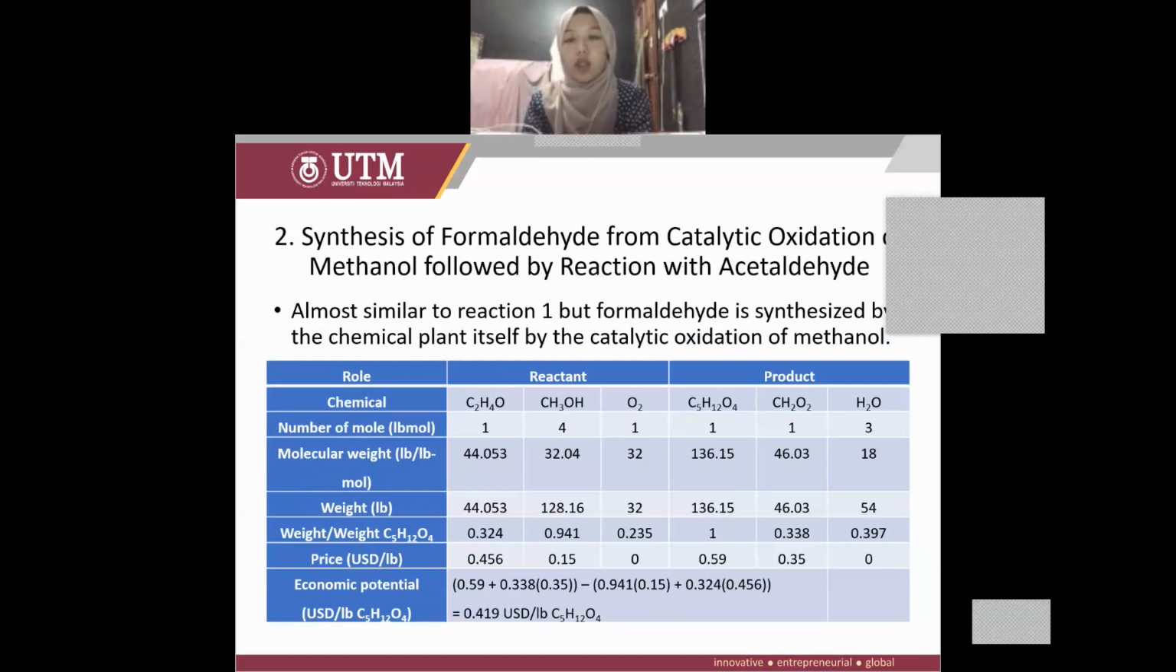So the second reaction is the synthesis of formaldehyde from catalytic oxidation of methanol, followed by reaction with acetaldehyde. And this reaction is actually similar to reaction 1, but the formaldehyde is synthesized by catalytic oxidation of methanol by the plant. So the economic potential is 0.419 US dollar per pound pentaerythritol. Next.